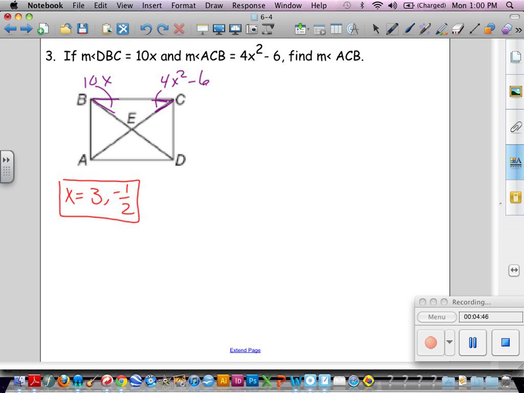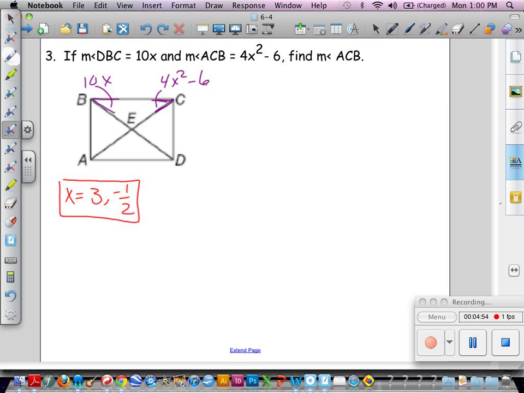All right, moving on to our next problem. Take a minute and see if you can solve this on your own. If not, then watch the rest of this video. All right, now I've already written my expressions in. This is that isosceles triangle that I was talking about at the beginning of the lesson. This is an isosceles triangle. If you have two sides equal, then the two angles opposite are going to be equal.